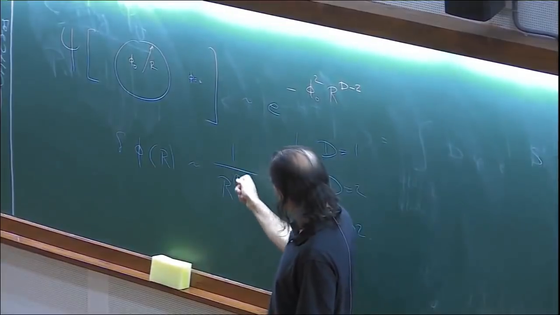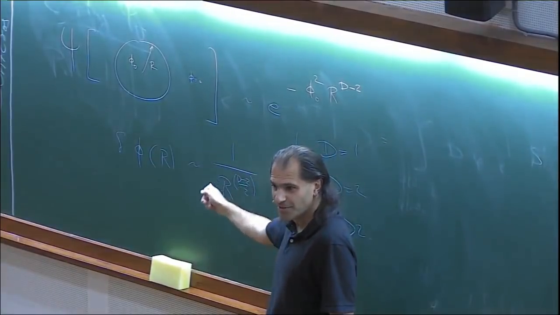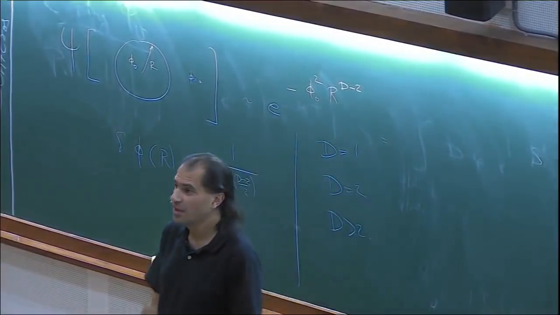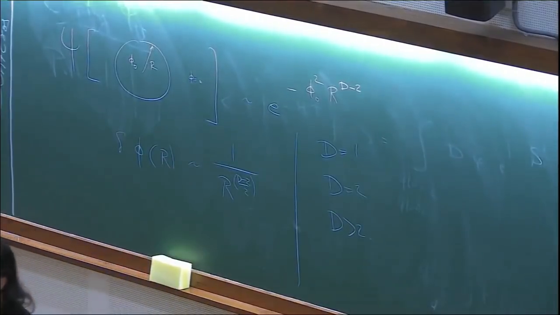Okay? Now, in d equals 2, this seems to not depend on anything here. Of course, we know all these powers really turn into logarithms. And so the fluctuations in phi grow logarithmically as you go to larger and larger distance. In d equals 3 and above, the fluctuations get smaller as you go to larger and larger distance. Now, what is this the effect of? Why is there this difference?